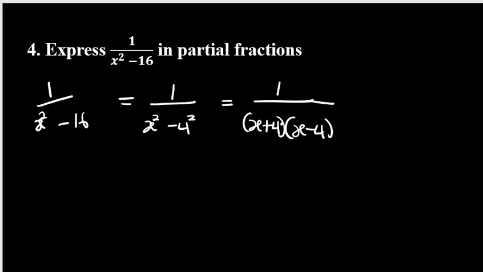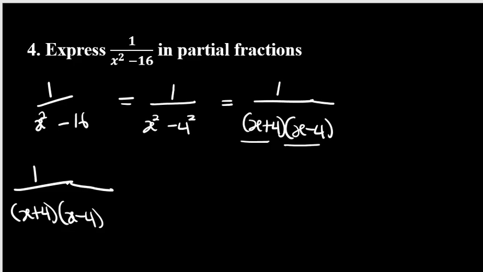Okay, so if that's the case, then 1 over x squared minus 16 is also equal to 1 over x plus 4 multiplying x minus 4. So we can use that. Therefore, we'll be having 1 over x plus 4, x minus 4. Now our fraction has been factorized, or the denominator of the fraction has been factorized to x plus 4 multiplying x minus 4.